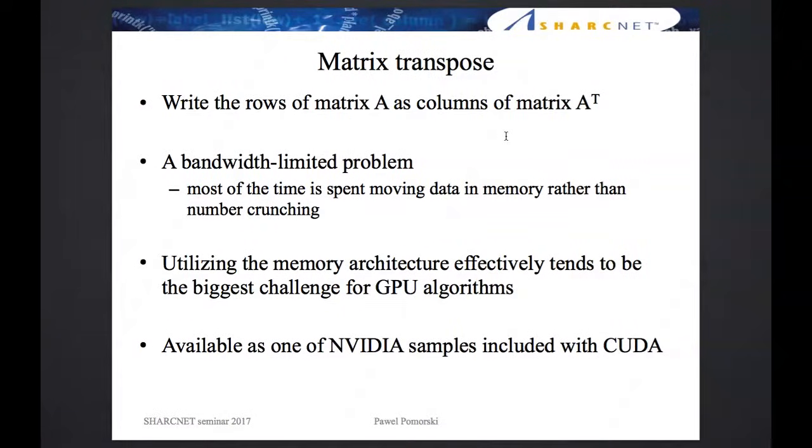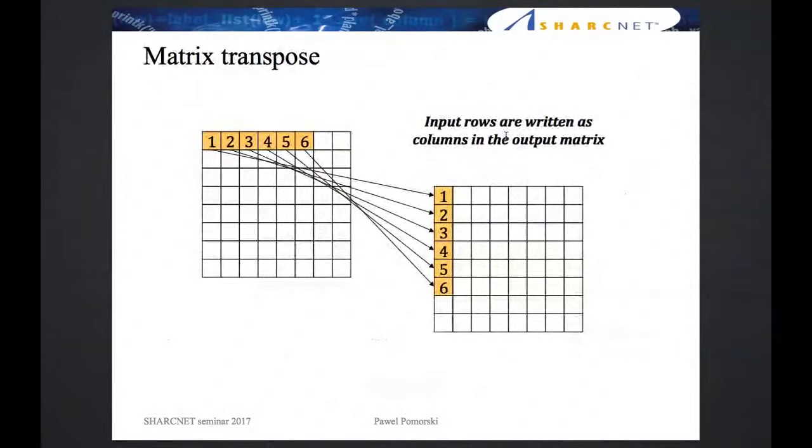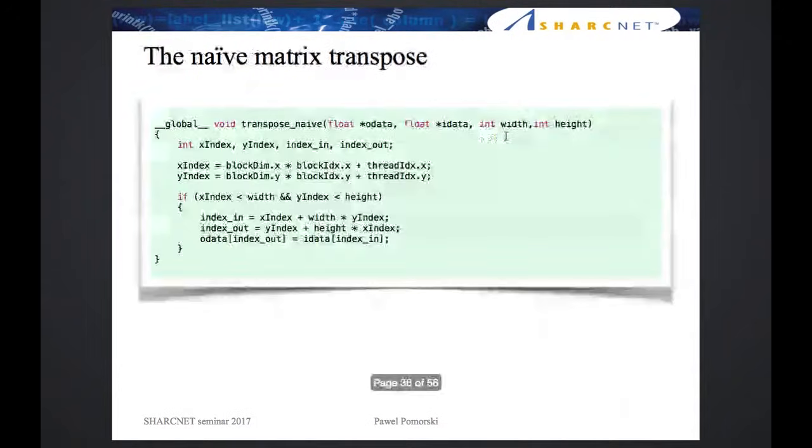The nice thing about the matrix transpose is that it is one of the samples included with CUDA. So if you ever download CUDA, there's a bunch of samples included with it. So you can just look for the transpose. So what does the transpose operation look like? Well, we take a row of a matrix and we write it out as a column of a matrix. I haven't really had a chance, in this short talk, to explain what the CUDA code looks like.